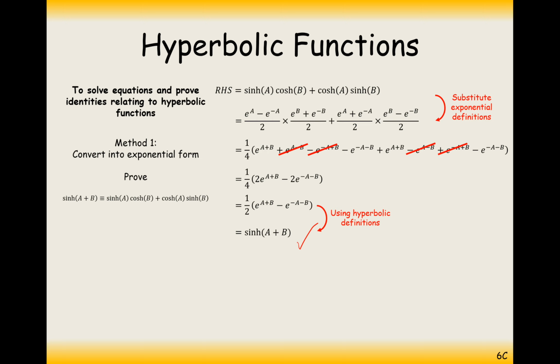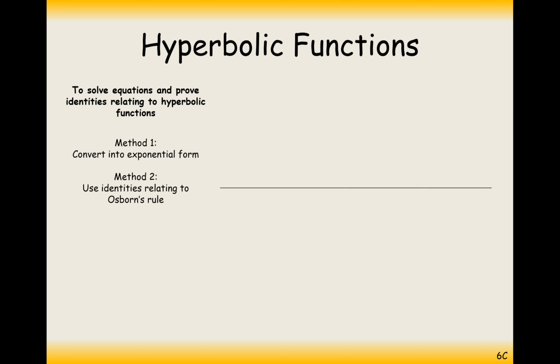So there we are, we've got an equation that we've solved by turning into exponentials, and an identity that we've proven by turning into exponentials as well. Now the second way that you can solve equations in hyperbolic functions will not be using the exponential form, but it will be using identities relating to what's called Osborne's rule.